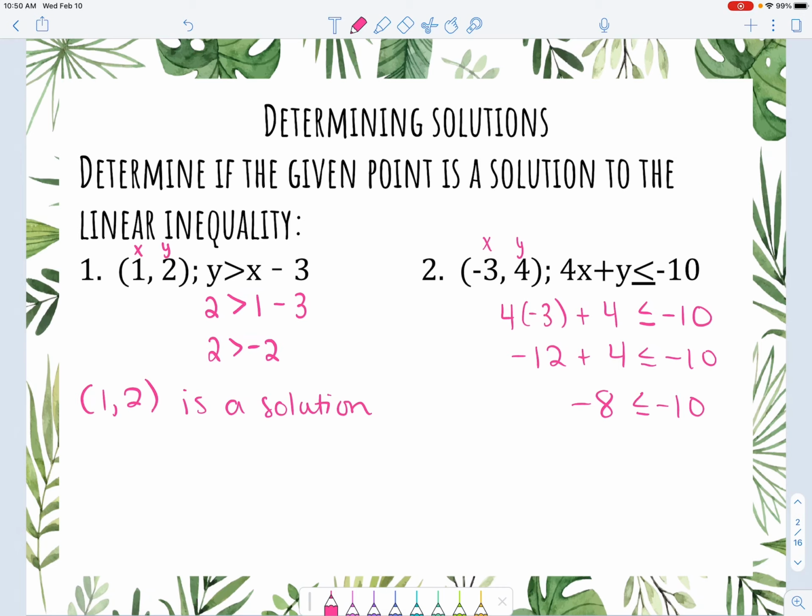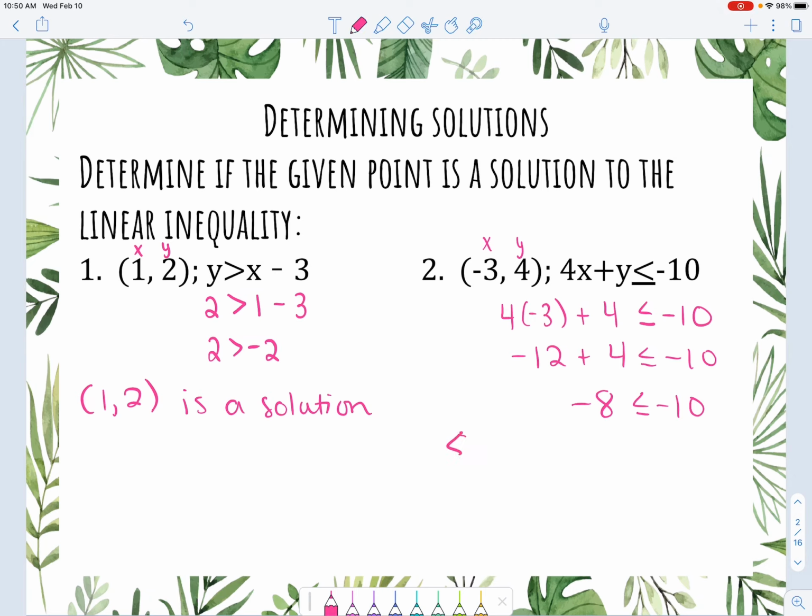Remember that bar means or equal. So only one of those statements has to be true in order for the inequality to be true. Well, negative 8 is actually not less than negative 10. Be careful, these are negatives. If they were positives, if it was 8 and 10, then it would be true. But negatives are the opposites to positives, so they work the opposite way. The number that you would think is actually smaller is actually the bigger number because it's closer to 0.